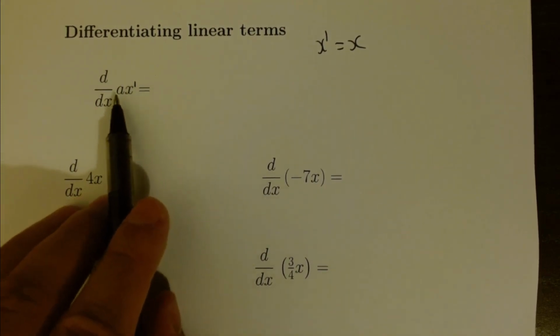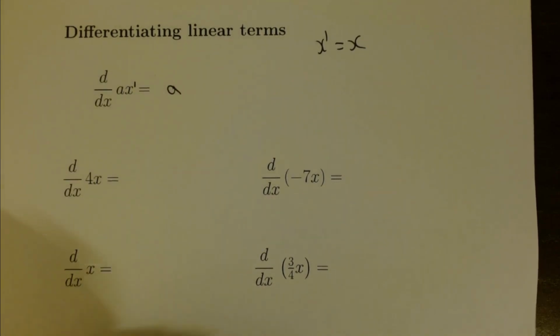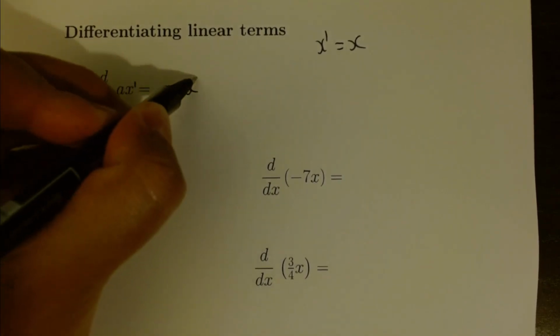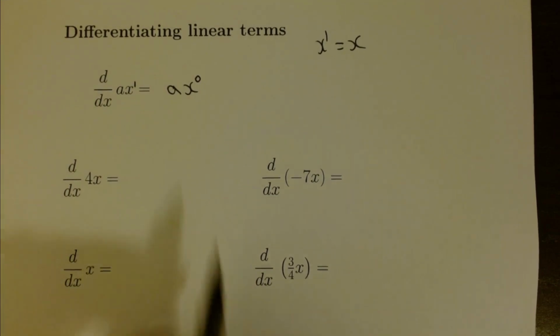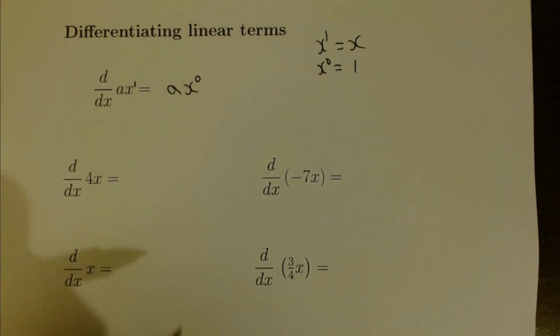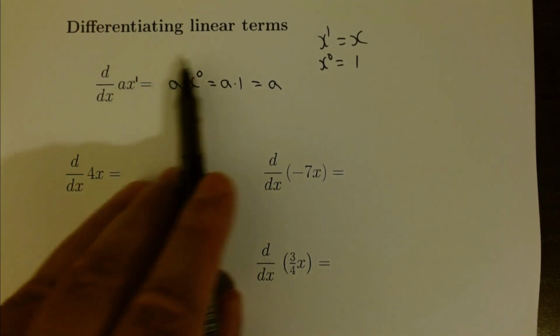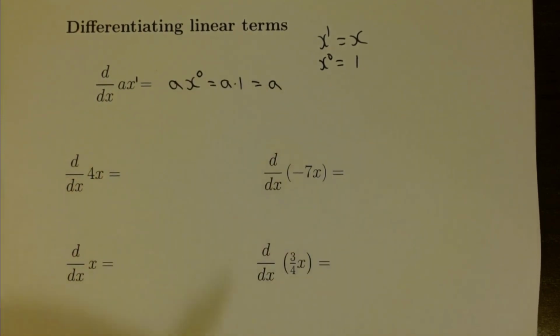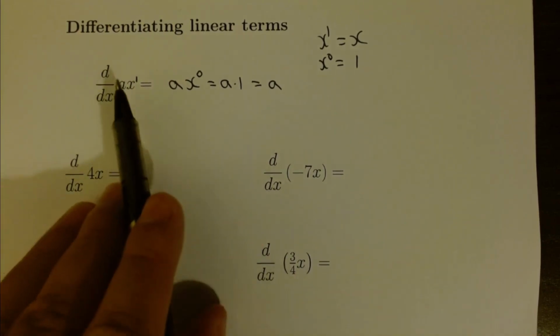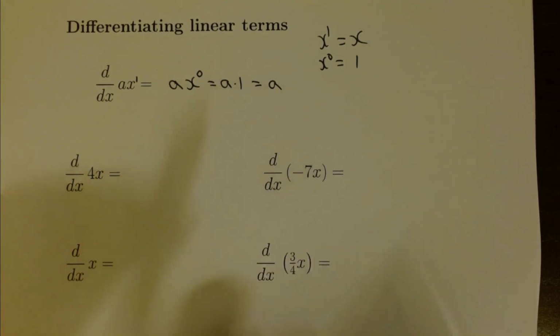So the 1 comes down, multiplies the a, so we get a, and then you minus 1 off the power gives you 0, and x to the 0, anything to the power of 0 is 1, so this is just a times 1, which is a. So the rule is when you differentiate ax, you just get an a. The x cancels, becomes a 1. And in general, from here, you'll just go straight to this step. You don't need to put all the middle steps.